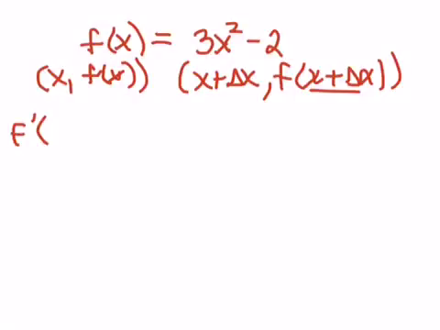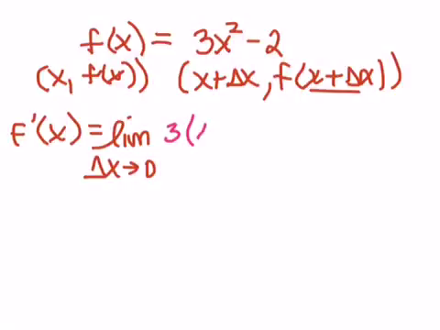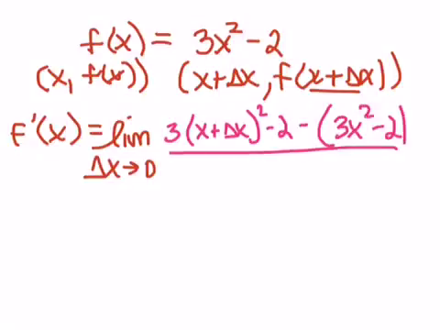So f prime, which is how we're going to write the notation for our derivative, is going to be the limit as delta x goes to 0 of y2 minus y1 over x2 minus x1. Okay, so f of x plus delta x is going to give me the following. 3 times x plus delta x quantity squared minus 2, minus just the function. And all of that's going to be over our delta x.